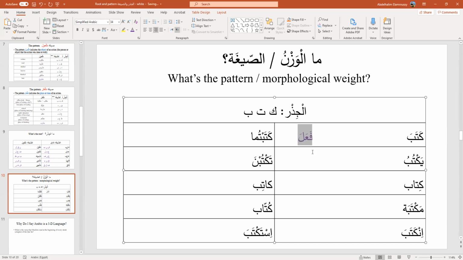So it will be fa'ala. So first step again, replace the kaf, which is the first letter of the root, with the fa. Replace the ta, which is the second letter of the root, with the ayn, and replace the ba, which is the third letter of the root, with the lam, and then you will add everything else as it is, including the three. So it will be basically the three fathas. Okay, you will pause here and do all of them, and you will come back and check your answers. So yaktubu.